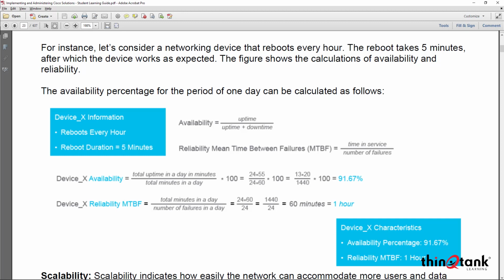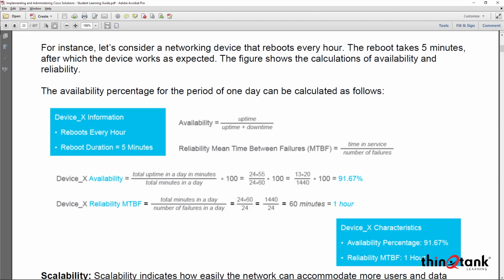So the reliability mean time between failure is the time in service versus the number of failures. And we have to consider, again, also how much time it takes to reboot. If it reboots every hour and it takes 30 minutes to reboot, then you only have about 50% uptime, right? That's a pretty easy calculation to make.